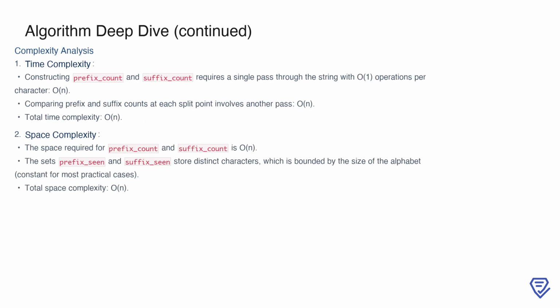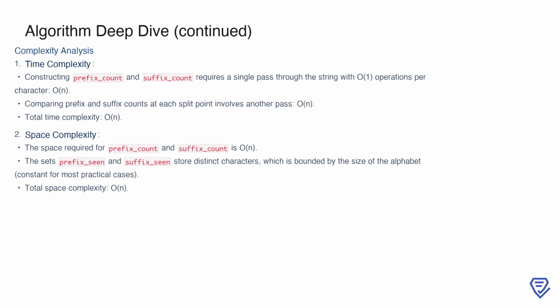Analyzing the complexity of the optimized approach, we see significant improvements. Constructing the prefix_count and suffix_count arrays requires a single traversal of the string, with each character being processed in constant time. This results in a time complexity of O(n) for building the arrays. Comparing the prefix and suffix counts at each split point also requires a single pass through the string, leading to an additional O(n) time complexity. Overall, the total time complexity of the optimized approach is O(n).